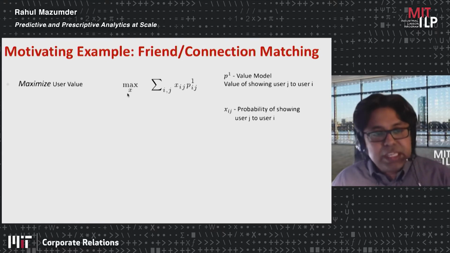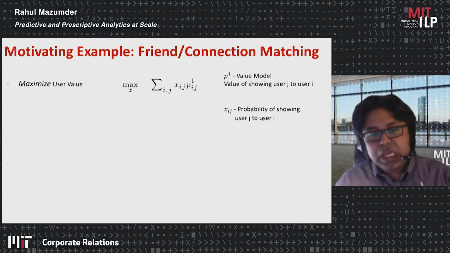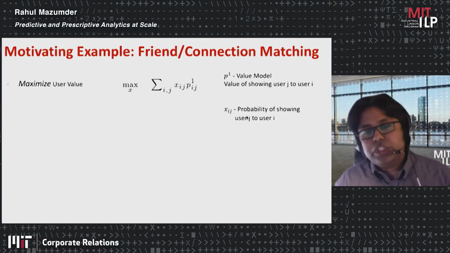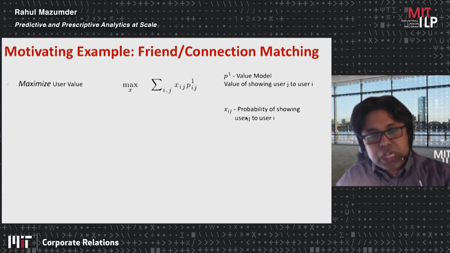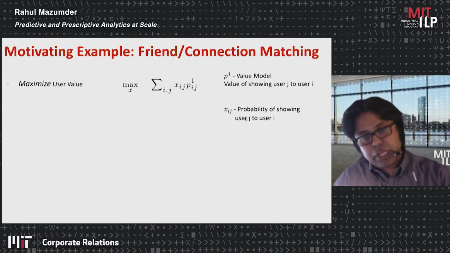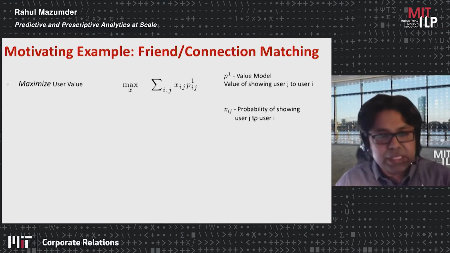Now, once that is given to us, we want to maximize, for example, user value. In that case, the decision variable is going to be these Xijs. That is, when a user, a viewer, comes into the system, which other users should I be recommending to the user? So that's the decision that is being taken by the Xijs.